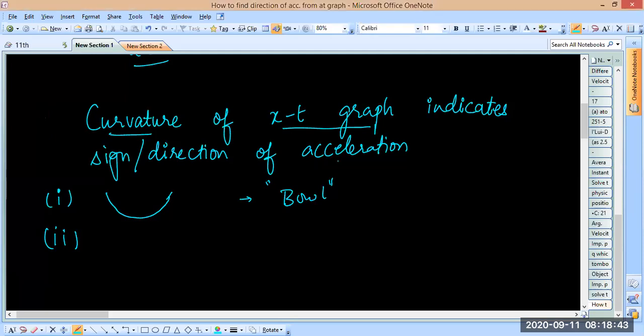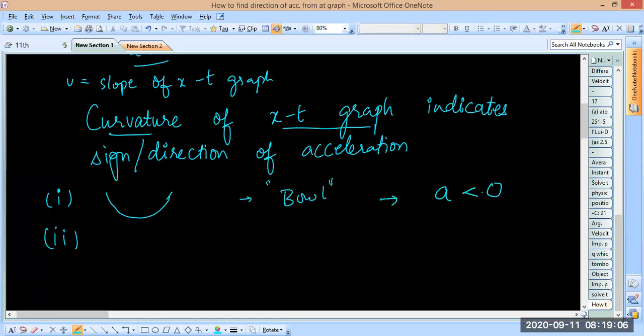What indicates velocity? Slope of the xt graph, right? Again, velocity is equal to the slope of the xt graph. But acceleration is not the slope of the xt graph. Acceleration is indicated by curvature, right? So how exactly? That's what we are writing here. If the xt graph shape is like a bowl, then that would indicate that the acceleration is negative, right? But on the other hand, oh no, sorry.